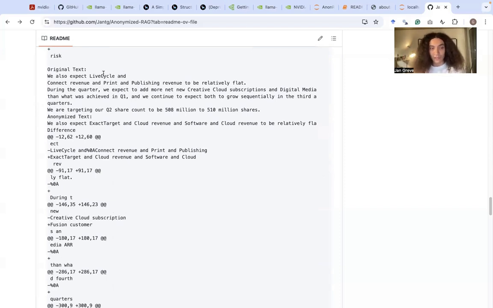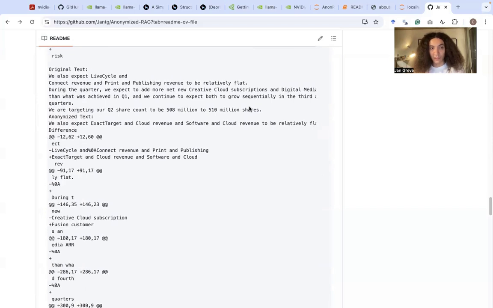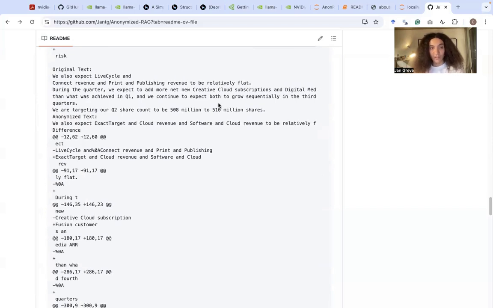So, for example, you could have a text chunk like this, where you see words such as Lifecycle, Creative Cloud, and Digital Media ARR, which are all services that Adobe provides. So we would like this information to be gone. And the resulting anonymized text, for example, has the phrase Exact Target instead of Lifecycle. And this Exact Target is, in fact, the name of a service that Salesforce provides.